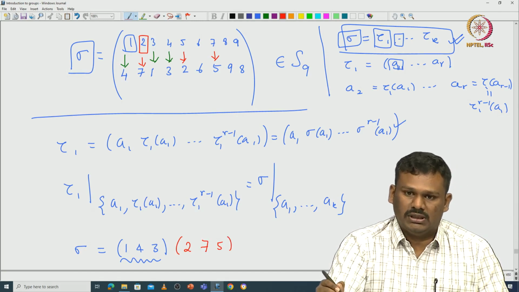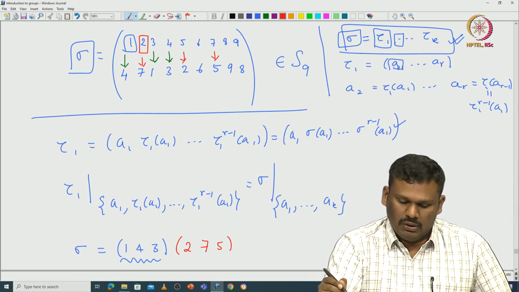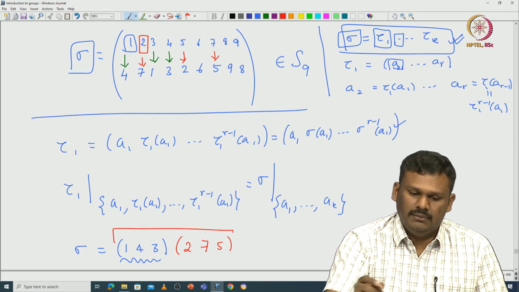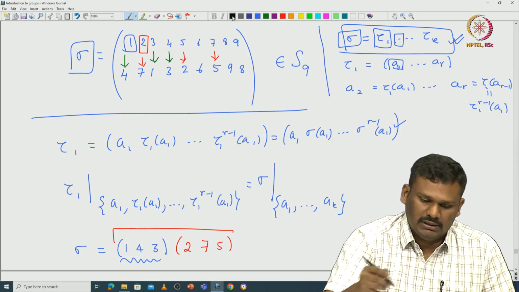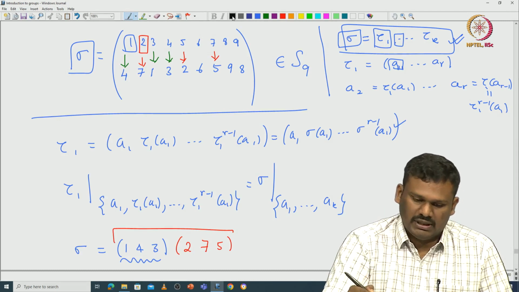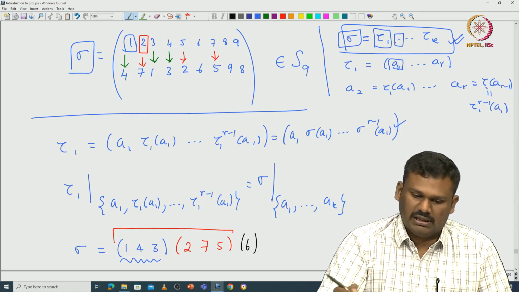So this cycle closes. Now you can take some index which is not in either of them and start playing the same game. For example, 6 goes to 6, so there is nothing to write; you can write just 6 here.